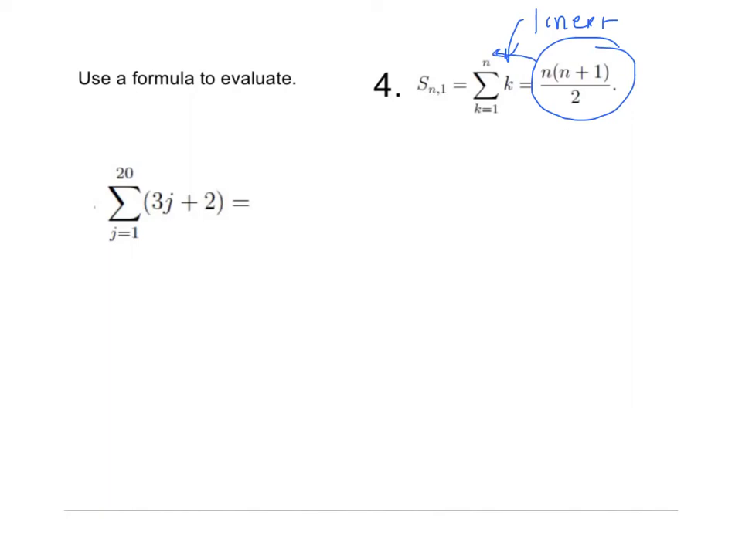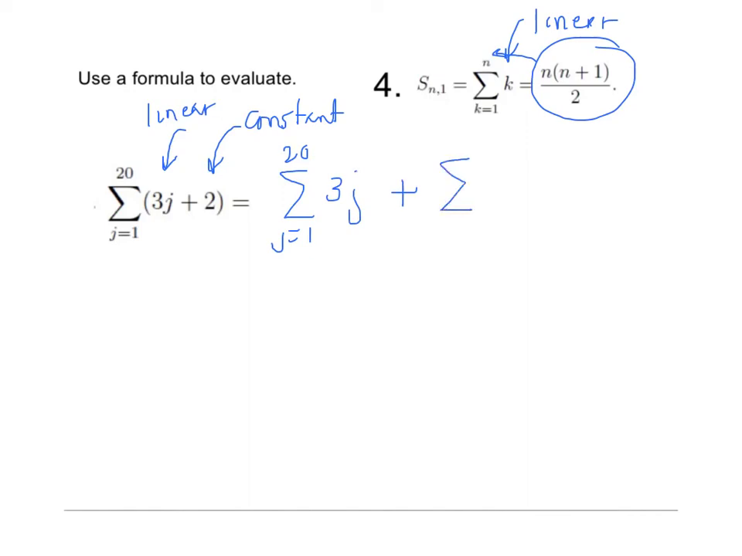So for your rule then, what I have here, I actually have 2 things. I have a linear term and a constant. So I'm going to separate it, and I'm going to say the sigma of j equals 1 to 20 of 3j plus the sigma of j equals 1 to 20 of 2. You can see how I've got it separated. This last one is really easy. It's just plus 2 times 20, right? That's how I do that one.